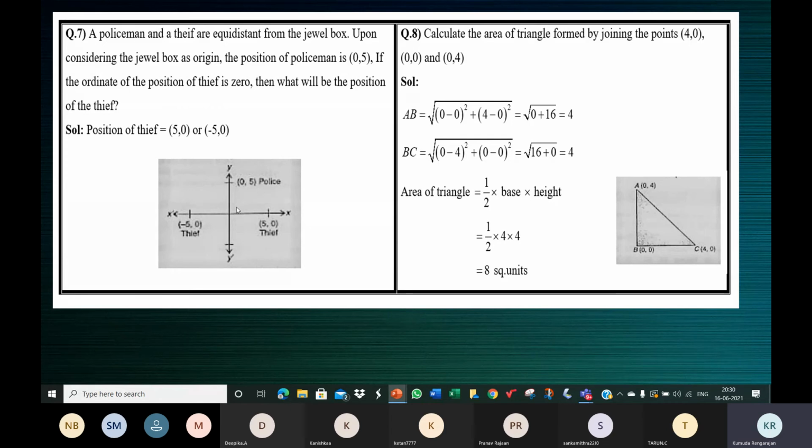So the jewel box is placed at the origin here. This is the position of the box. And the position of the police is given to us. The policeman is at this point, 0,5. That's given to us. This is the position of the jewel box.